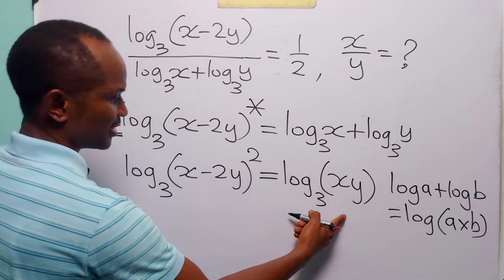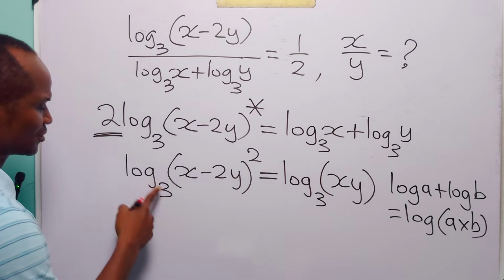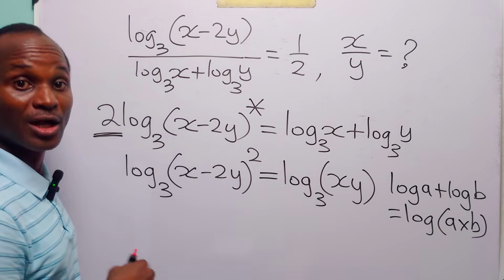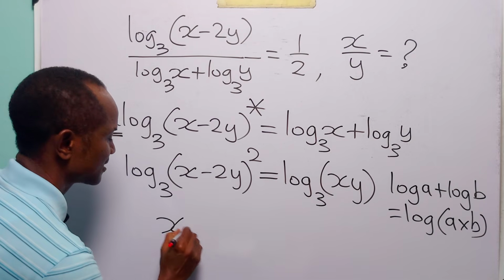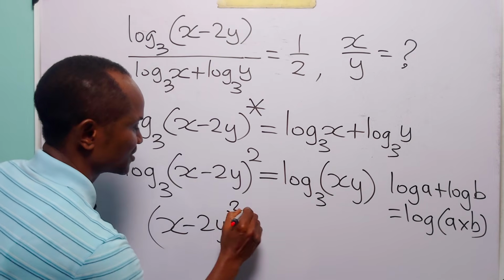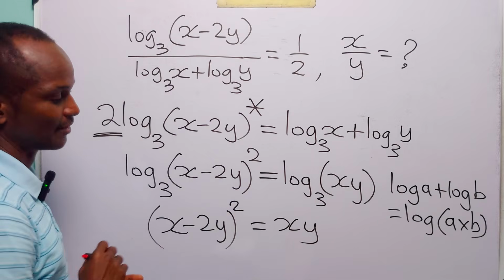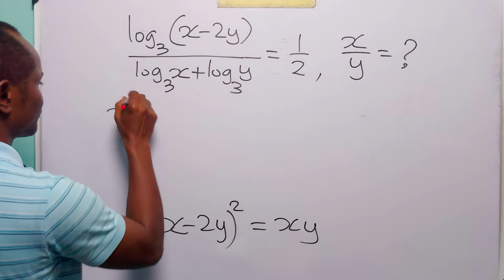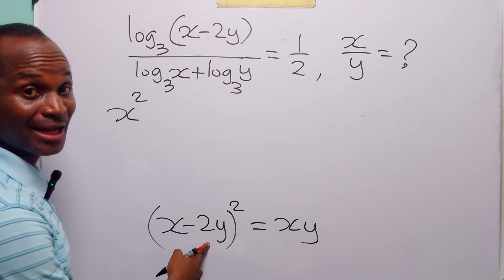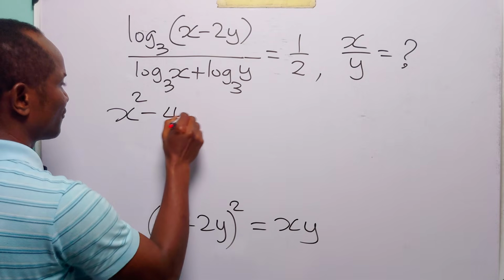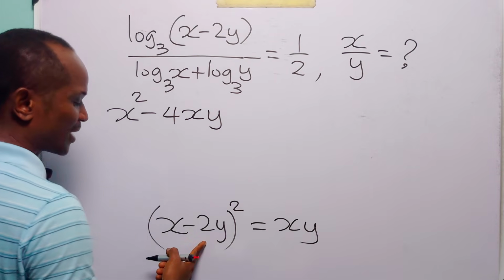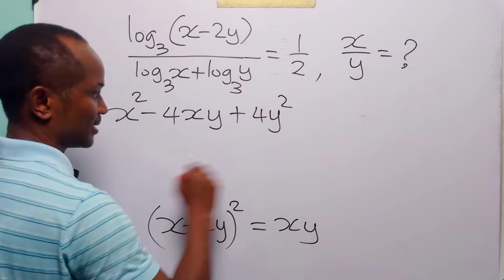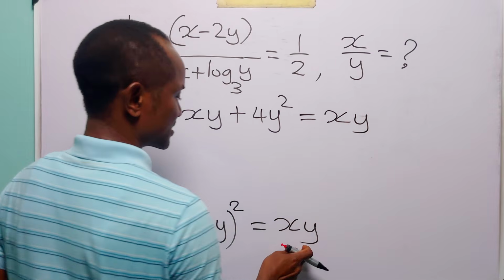Now look at the two sides of this equation. When we compare, we have log to base 3 of (x minus 2y) squared, and we have log to base 3 of xy. So that simply means that (x minus 2y) squared is equal to xy. Now let us expand this bracket. We have x squared, then 2 times x times minus 2y, that is going to give us minus 4xy. Then we have minus 2y squared, that is going to give us plus 4y squared. And of course, this is equal to x times y.